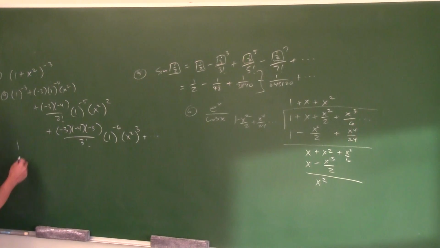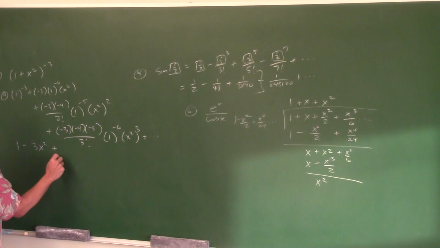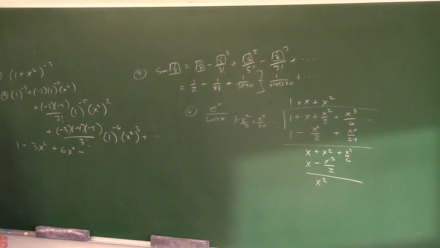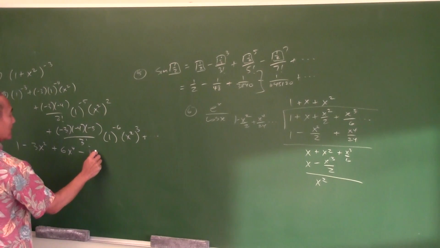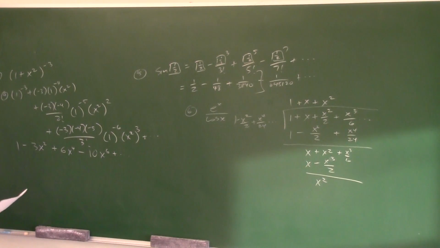Simplify. 1 minus 3x squared plus 12 over 2, which is 6 x to the 4, minus 10 x to the 6, plus dot dot dot. Okay, that's the first 4 terms. Find the 100th term. You know what would be a better problem? If I were writing the test based on this, I would say write this series using sigma notation, and that will answer part B. So let's just do that.